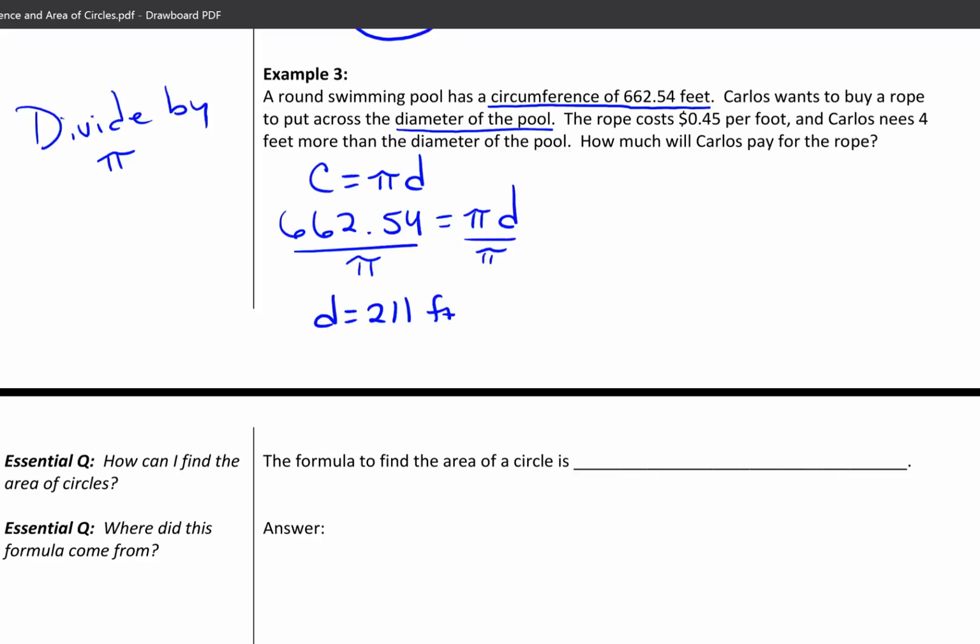All right, now that's not the end of our problem, because if we look, the rope costs 45 cents per foot, and Carlos needs, that is a typo, needs 4 feet more than the diameter of the pool. So 211 plus 4 equals 215. So Carlos needs 215 feet, and it's going to cost 45 cents for each foot. So we'll multiply that, 215 times 0.45.